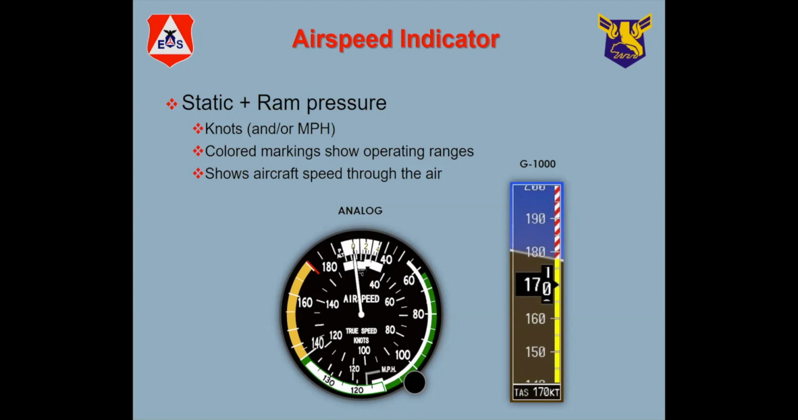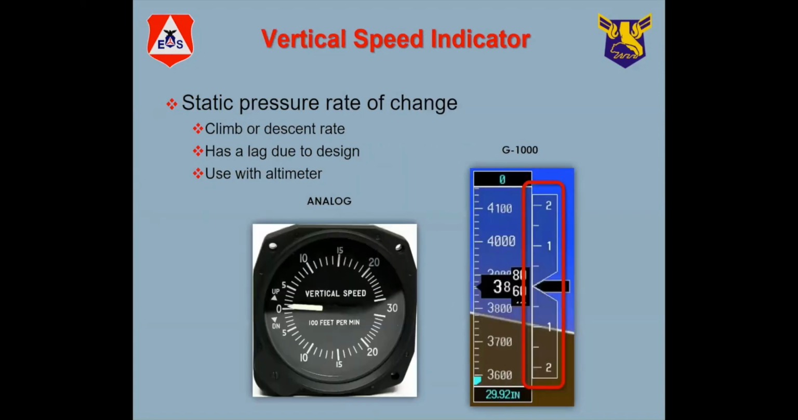The strip on the right-hand side tells you the same kind of information with color coding, and at the bottom it tells you your true airspeed is 170 knots in that case. And vertical speed tells you how fast up or down.